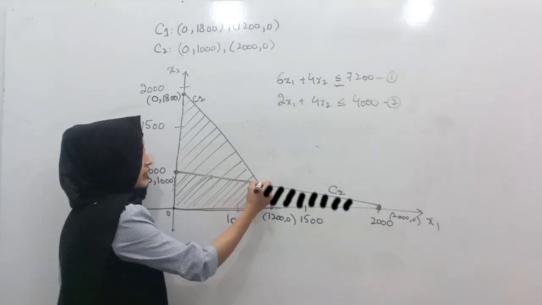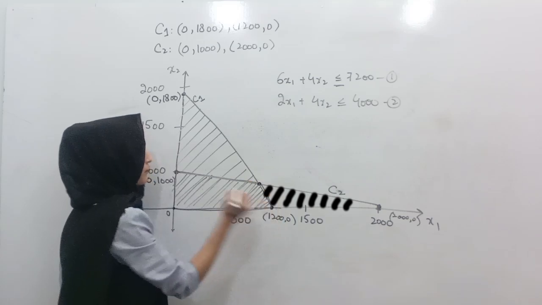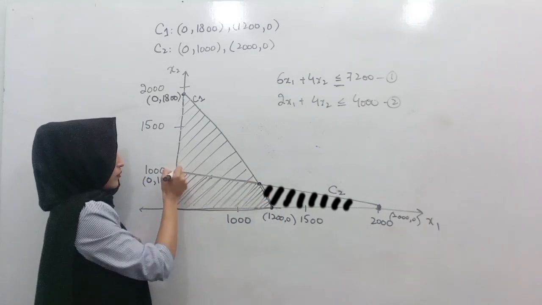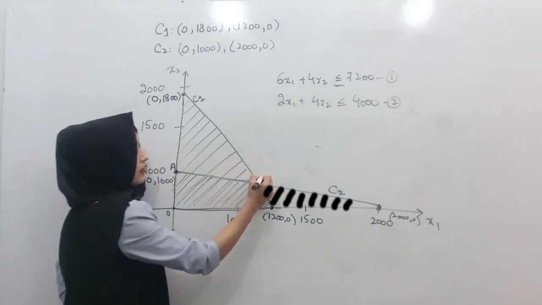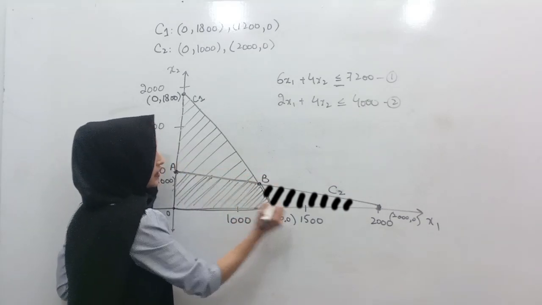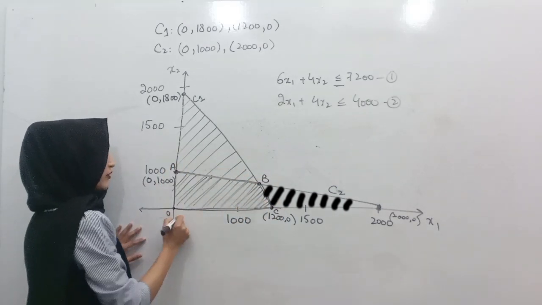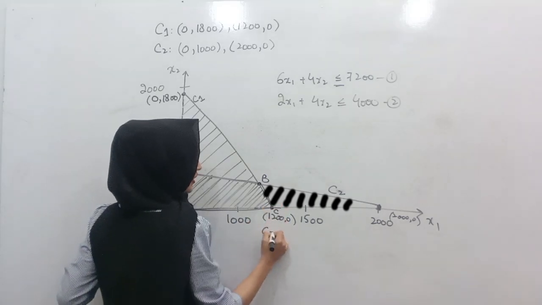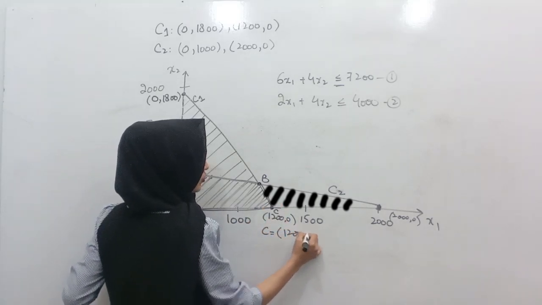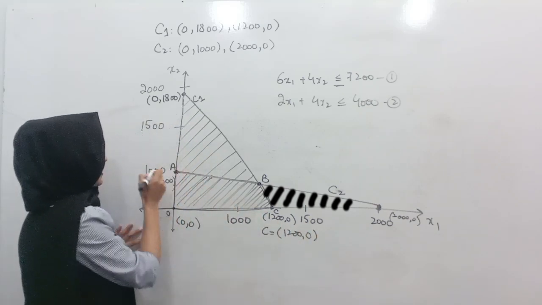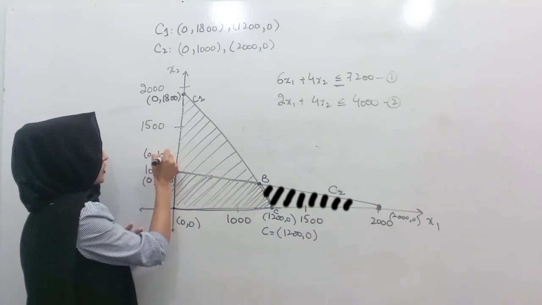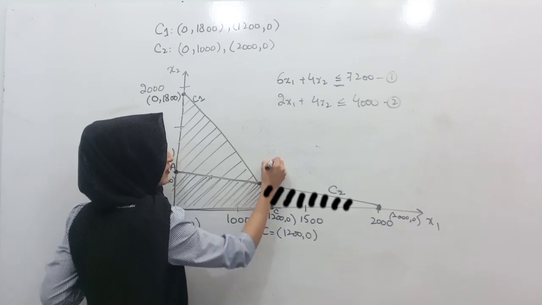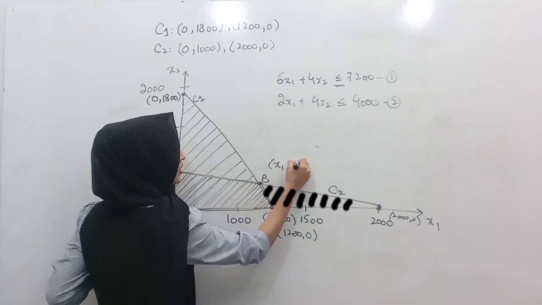We have to find these points. So we name them as O, A, B, C. We already know the value of this point, which is 0, 0. And also this point C equals 1200, 0. And A is 0, 1000. We are just left with point B. We have to find point B, x1 and x2.